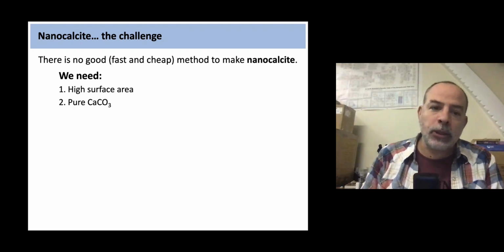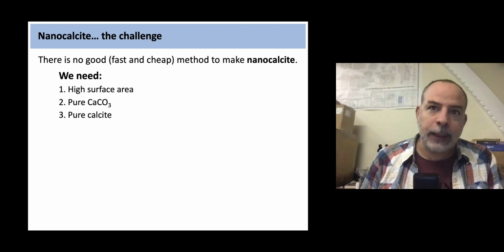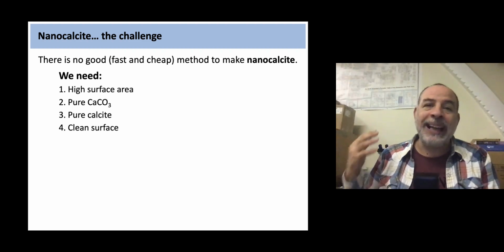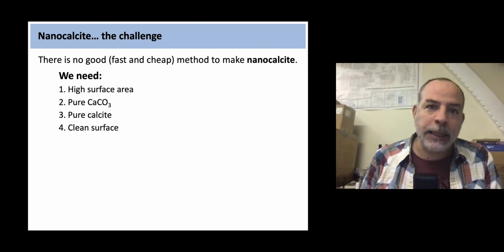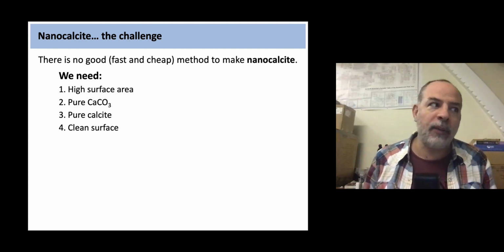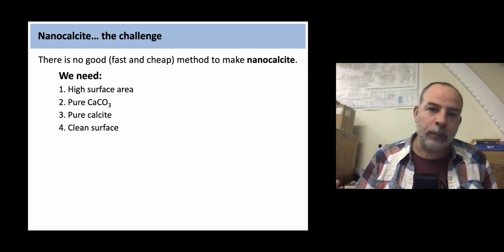Also, pure calcium carbonate, no other ions there. Also, pure calcite, no other polymorphs like aragonite or vaterite. Also, a clean surface, we don't want to have inorganics or organics attached to the surface. Therefore, the surface of calcite will have the properties we want. It can be used to trap, for example, pollutants.